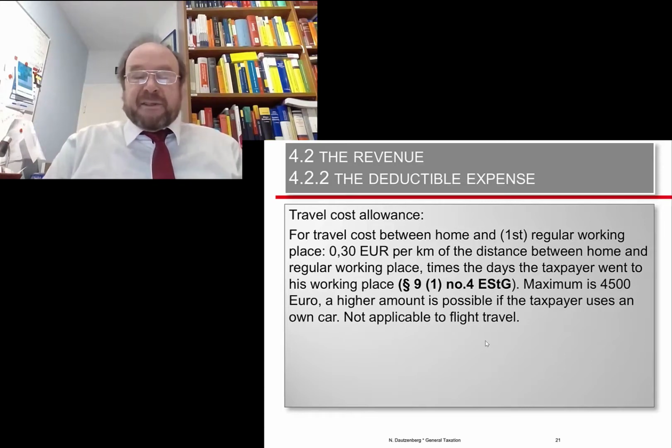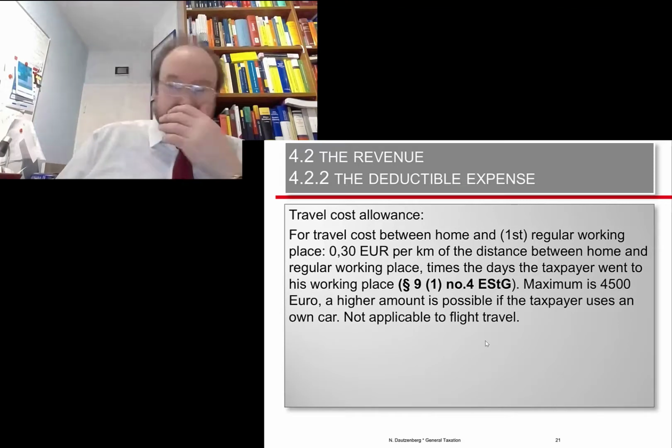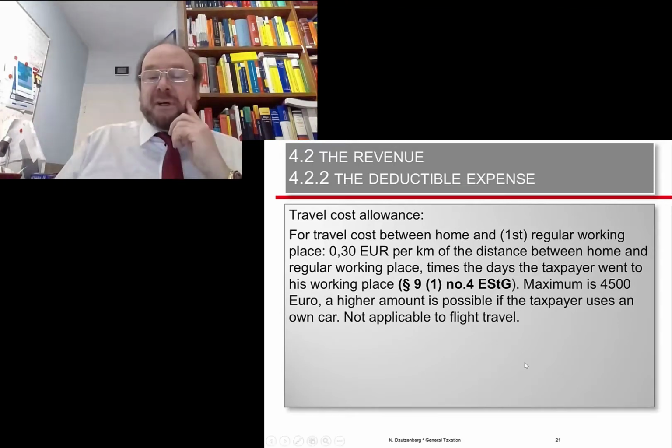That 30 cents per kilometer can lead to grave consequences if, for example, you commute between Hamburg and New York. There is a maximum for that standardization. The maximum amount which can be computed under that rule is €4,500. Higher amounts can only be deducted if you use your own car.